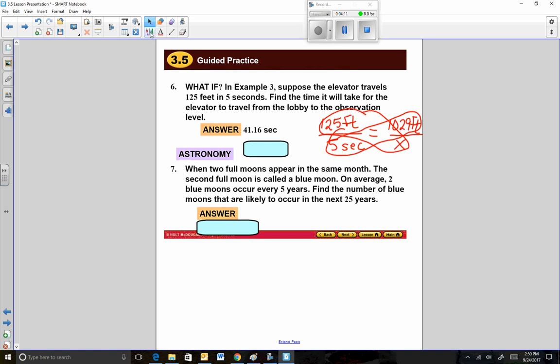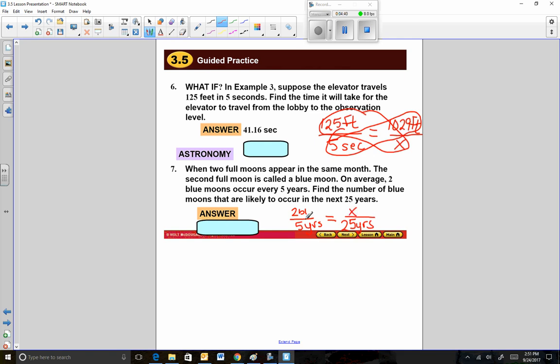Let's take a look at the other question that you worked out. When 2 full moons appear in the same month, the second full moon is a blue moon. On average, 2 blue moons occur every 5 years. So 2 blue moons every 5 years, right? Find the number of blue moons that will likely occur in the next 25 years. So it should go at a steady rate, and we don't know how many blue moons, so we call it x.